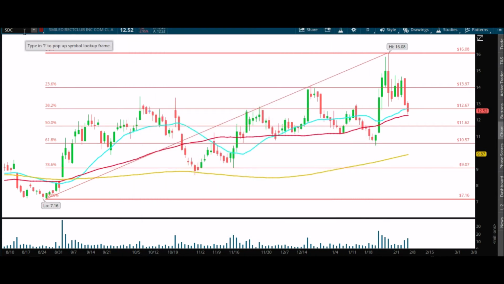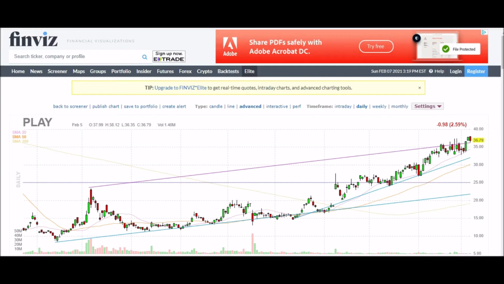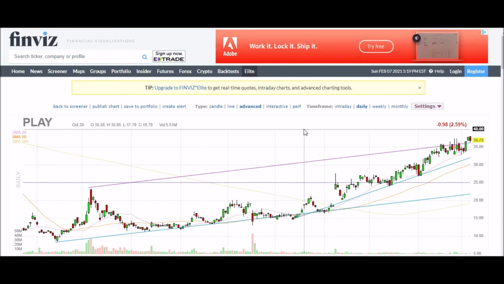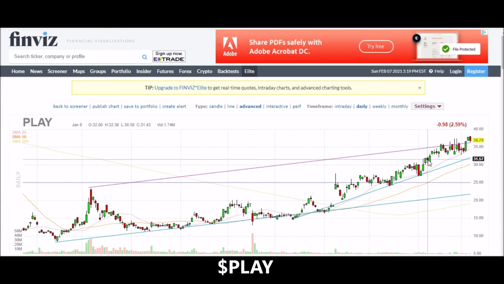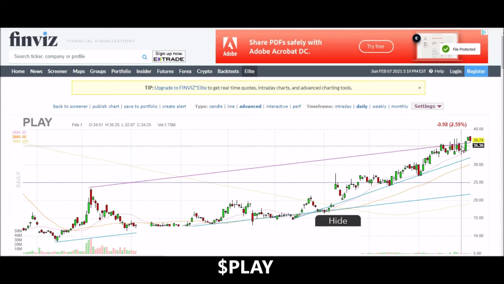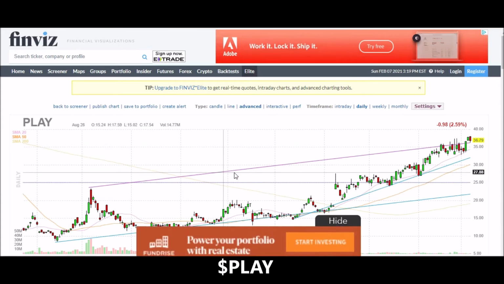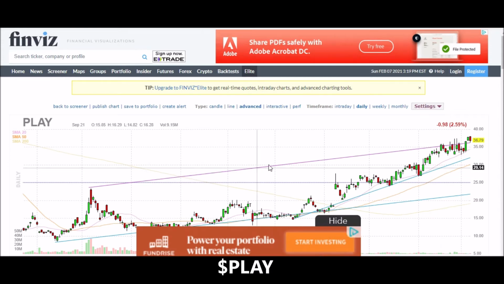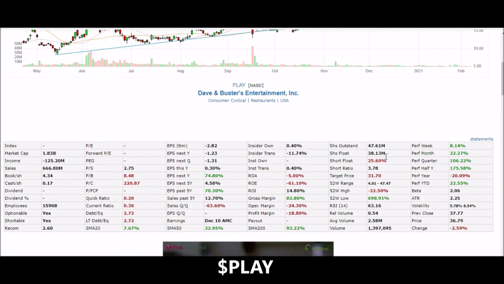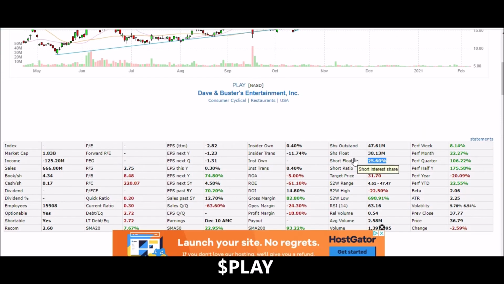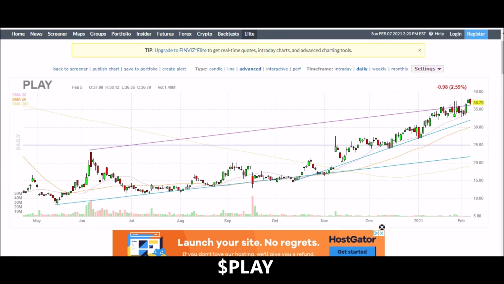Let's take a look at one more. Dave & Buster's, PLAY, was another one that looked good in the scan here. Looks like we're above all the major moving averages. We've been on a nice uptrend here. We've even broken above this trend line created by Finviz, and look how it touched down on that trend line as well. Definitely potential for a short squeeze on Dave & Buster's. You can see it's got a 25% short float. Let's take it into Thinkorswim and take a closer look.